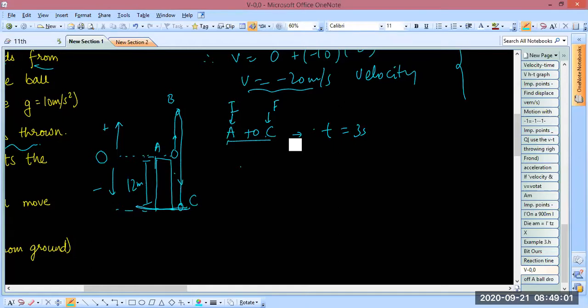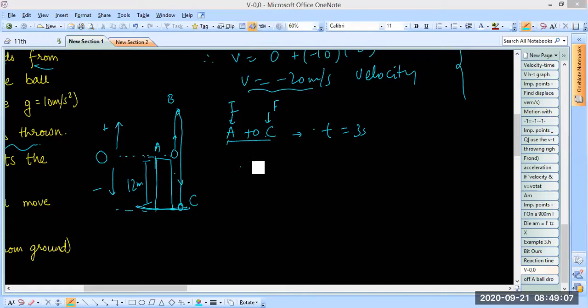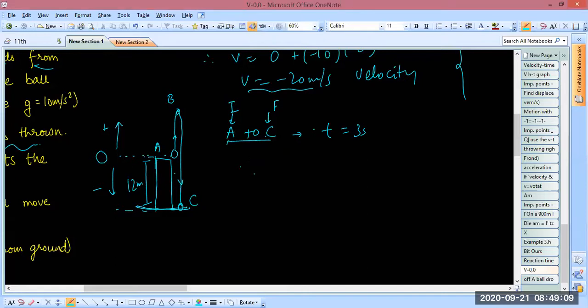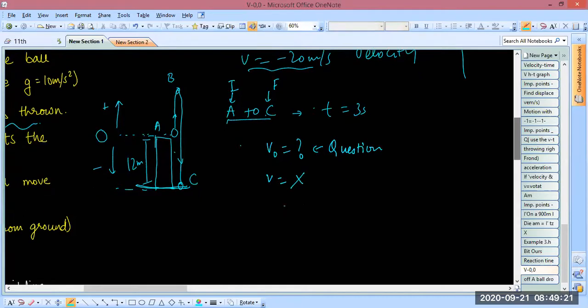Okay, we should use the second equation. I'll tell you why. See, what do we know, what we don't? We don't know initial velocity, correct? In fact, that's the question, right? We don't know what's the final velocity, right? We know the acceleration. How much is acceleration? Look at this diagram. Think, what is the acceleration?